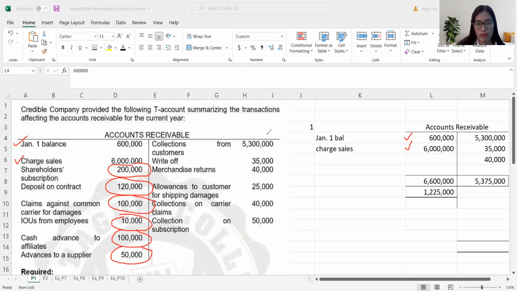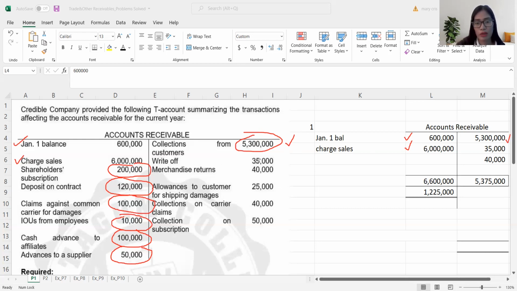So going to the left side, we have here collections from customers. When we have collections, what will be our entry? So pag may collections tayo, our entry will include a debit to cash because you receive cash and a credit to accounts receivable. So that is why, of course, this is a legit transaction under accounts receivable. So that's why I've added it here under your credit side.